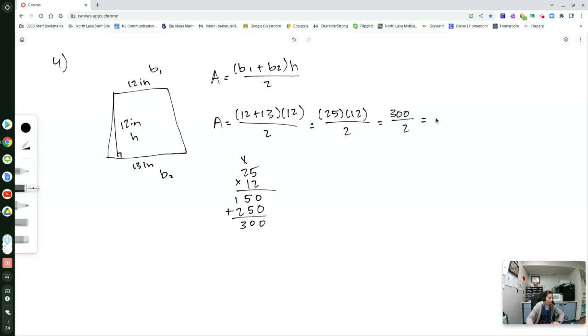Finally, 300 divided by 2, that gives us 150. So the area of this trapezoid is 150 inches squared. Again, do not forget to label it with our units, in this case inches squared.